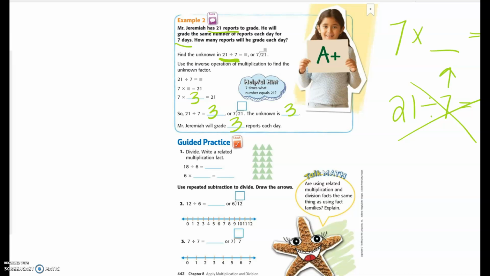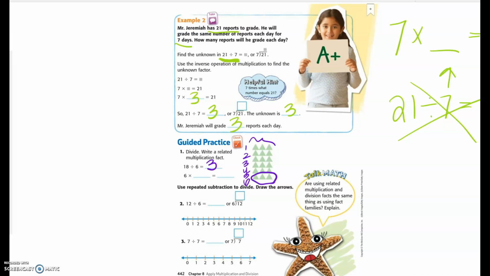Well, they drew an array for us. They gave us 1, 2, 3, 4, 5, 6. 6 different columns. And if I look at how many triangles are in the column, I know how many times 6 goes into 18 evenly. 18 divided by 6 is 3.